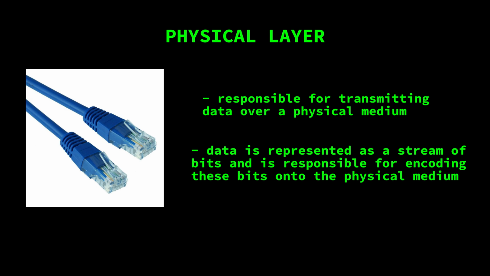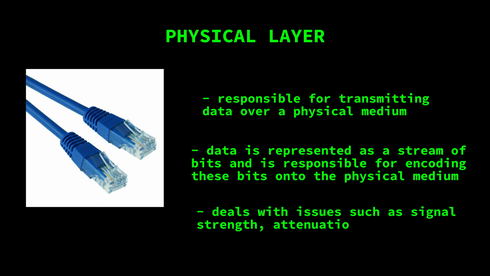For example, twisted pair cables use different encoding schemes than fiber optic cables. The physical layer also deals with issues such as signal strength, attenuation, and interference, all of which can affect the quality of the data transmission. By ensuring reliable transmission of data at this layer, higher layers in the network can build on top of it to provide more advanced networking functions.